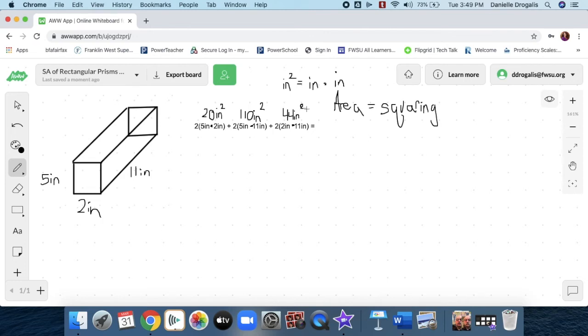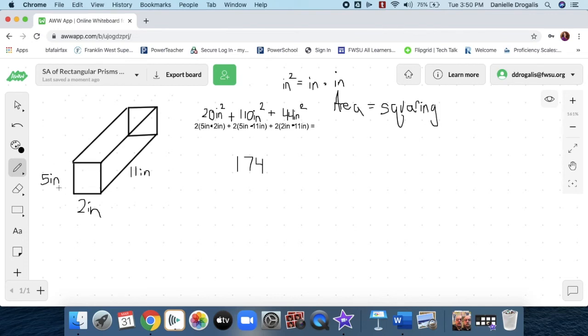Excellent. Okay, so we're doing what we did last time, where we are totaling. These are all individual areas of 2 faces each for a total of 6 faces. We're going to add that all together. We have 20 plus 110 is 130. 130 plus 44 should get us 174. Now we can only add them because they are all the same unit.